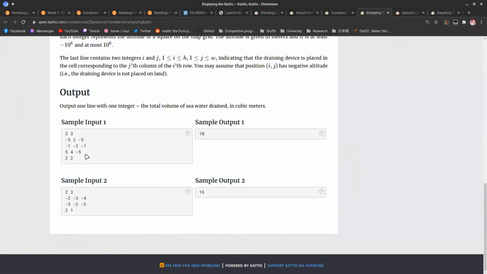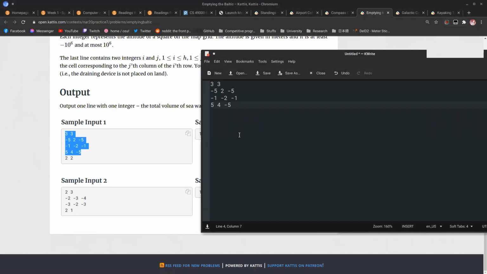Basically you are given a map of a square grid. Each of the numbers here represents the altitude of each square relative to the sea level. For example, this cell here has an altitude of -5, which means it lies 5 meters below the sea level. And this square has an altitude of 4, which means it lies 4 meters above the sea level. Water can flow in 8 directions. I will explain that later.